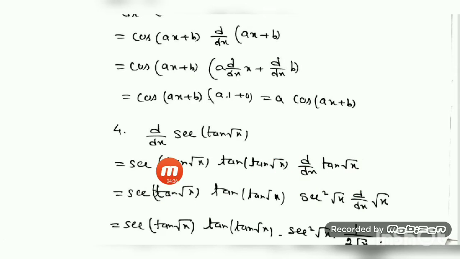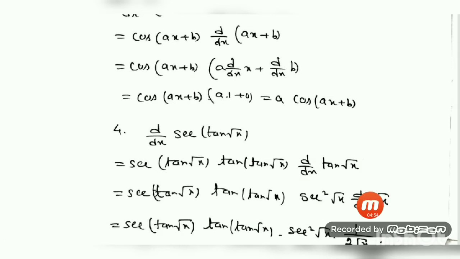Okay. Now keep this as it is, but again here also we cannot do it directly because there is no formula for tan root x. But we have a formula for tan x. So think of root x as x. It becomes the tan x formula. What is the formula of tan x? Sec square x. So sec square root x. Then d/dx of root x.